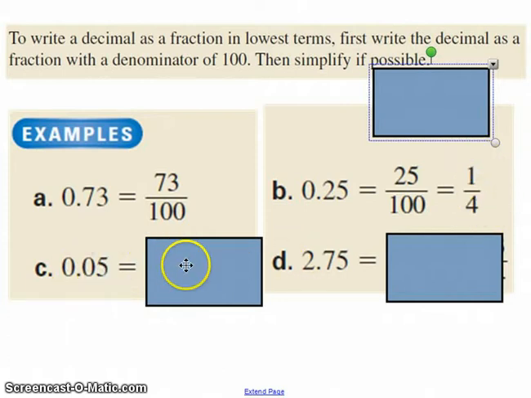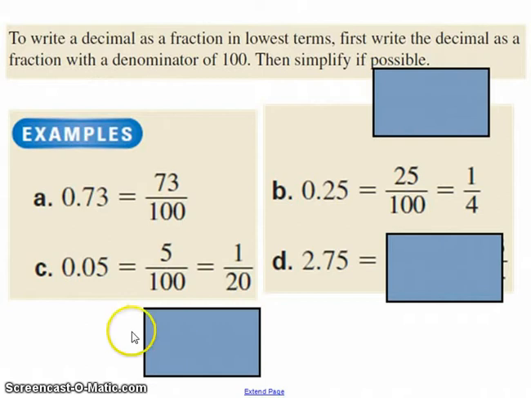0.05. Put that 5 over 100, right? Because remember, that's my tens place, that's my hundreds place. So I've got 5 100s. Here I've got 7 tens, 3 hundreds, or together I've got 73 hundreds. Here I've got 2 tens, 5 hundreds, or in other words 25 hundreds. This time I've only got 5 hundreds. I don't have any tens. But notice that 5 100s can be further simplified to 1/20th.